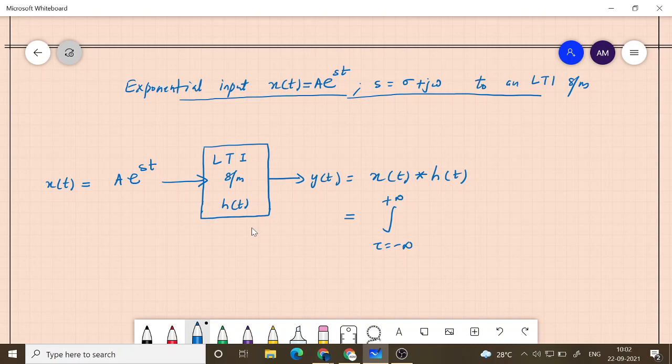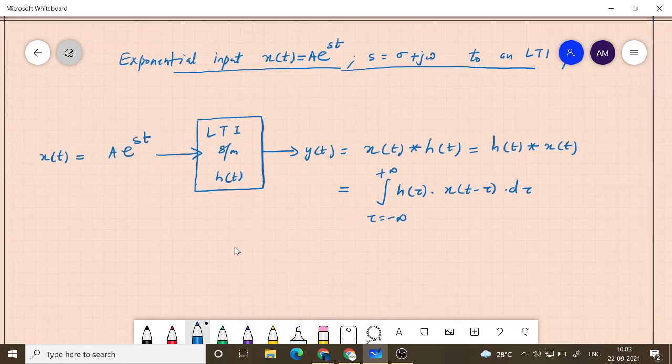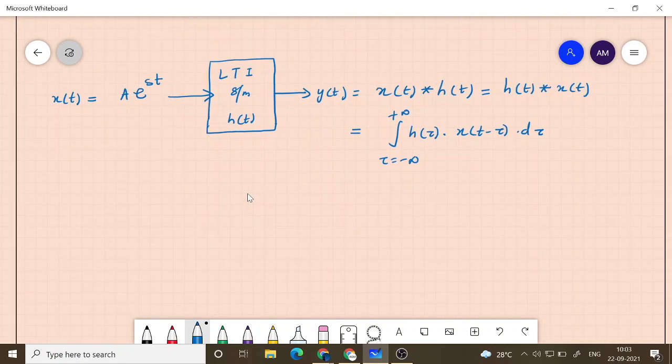Before I write this result, I would prefer to write this as h of t convolution x of t, which I can do because the commutative property lets me do that. Yesterday I proved that x of t convolution h of t is h of t convolution x of t. There is an advantage of writing it like this, because in the definition of h of t convolution x of t, I will write h of tau into x of t minus tau d tau. Now I have a particular form for x of t which I will put in here.